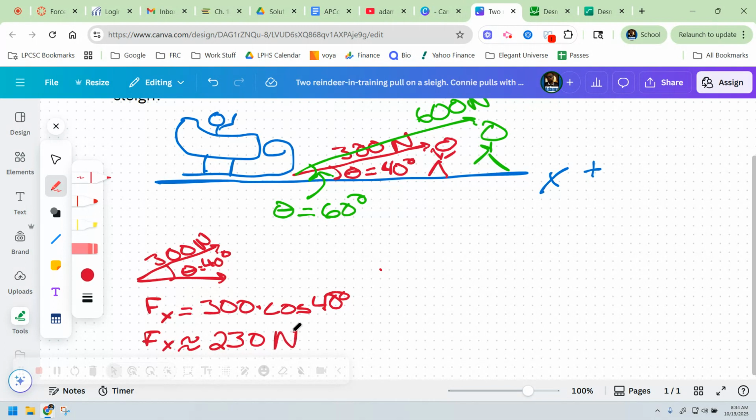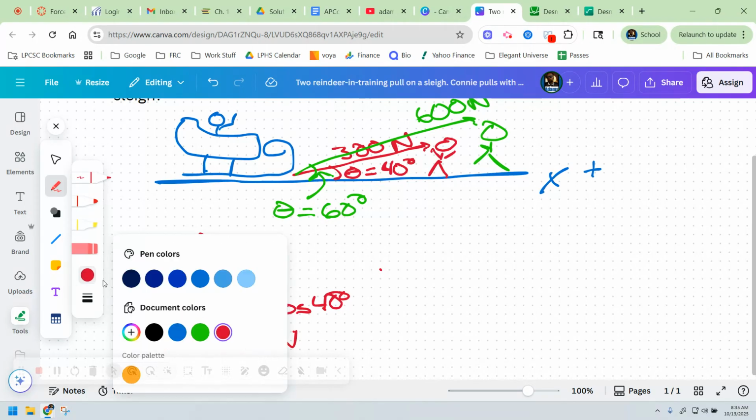Now there's still a y component, right? But we're ignoring the y component because probably the sleigh weighs more than her y component's pulling up. In other words, they're not going to lift the sleigh up. They might lessen the friction or something like that. And we could actually do the math to find that, but that's not what the question is asking us.